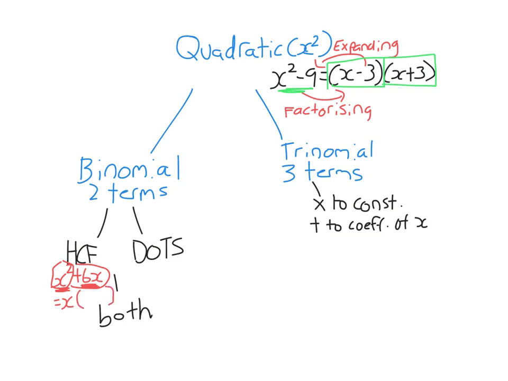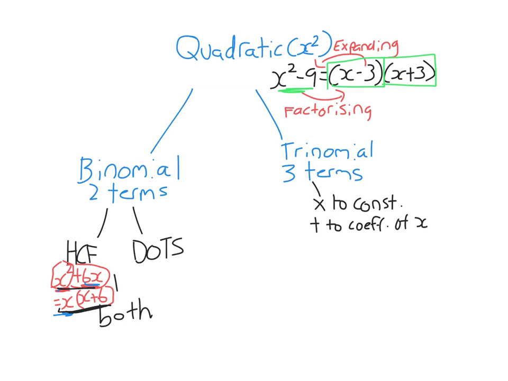Now, inside the brackets, I say, what do I times by x to get the first term? What do I times by x to get x squared? That's just x. What do I times by x to get positive 6x? And of course, that's just positive 6. And that's my final answer. Note that if I expand this, I will get my original expression.